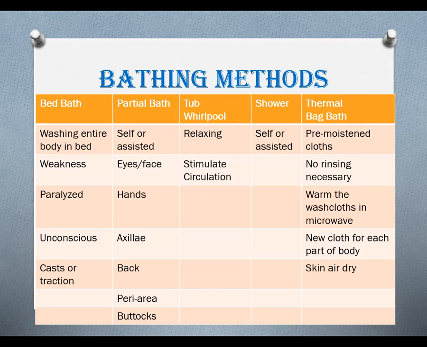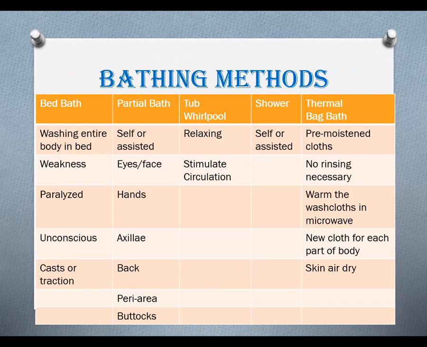A partial bath can be self or assisted. With a partial bath, you are going to wash the face, the eyes, hands, under the arms, the back, the peri area, and the buttocks. So for the most part, you're not washing the legs and the feet or the chest or the stomach area. You're just going to wash the face, hands, under the arms, the back, and the peri area.